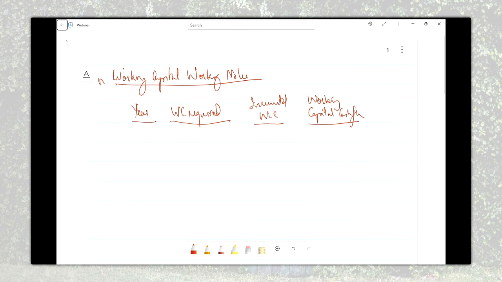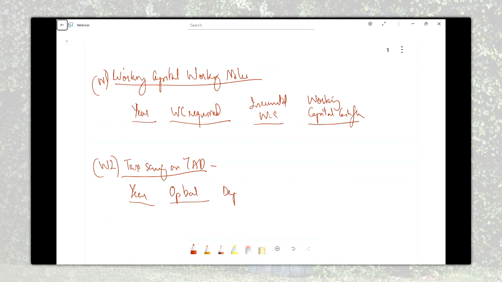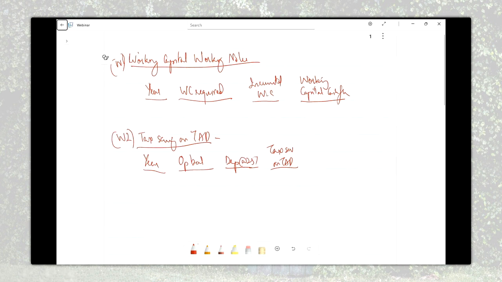Maybe a working note on depreciation, where you're calculating the tax savings on the reducing balance method. It could be year, the opening balance of the asset, the depreciation at whatever rate, maybe let's say 25%, and then the tax savings on TAD required. You can put an impact here as well.